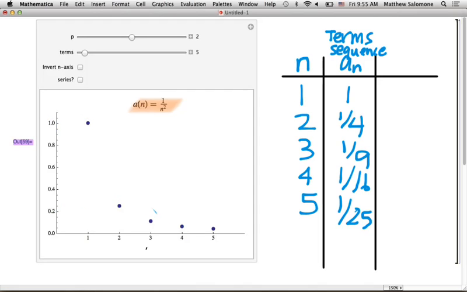So tell me something about this sequence. Does this sequence converge or does the sequence diverge? How come? Right, the sequence, thank you.